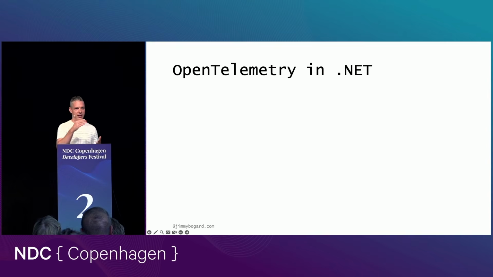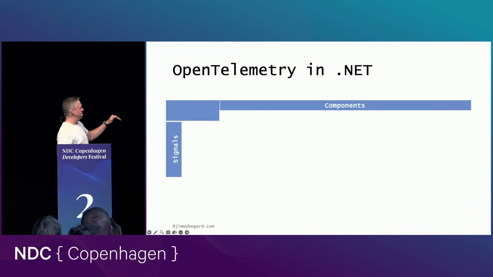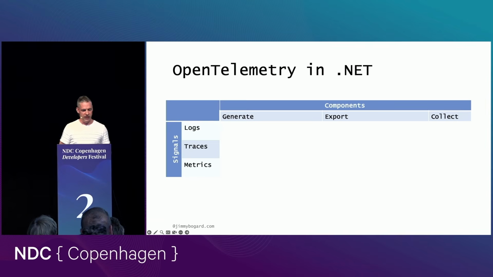to generate, export, and collect all this information. And to basically break it down on 2 axes, we have the different components, the different kinds of things I would be doing. And then on the bottom, I have signals, so logging, tracing, and metrics. And then the different kinds of things I'm doing are generating, exporting, and collecting.